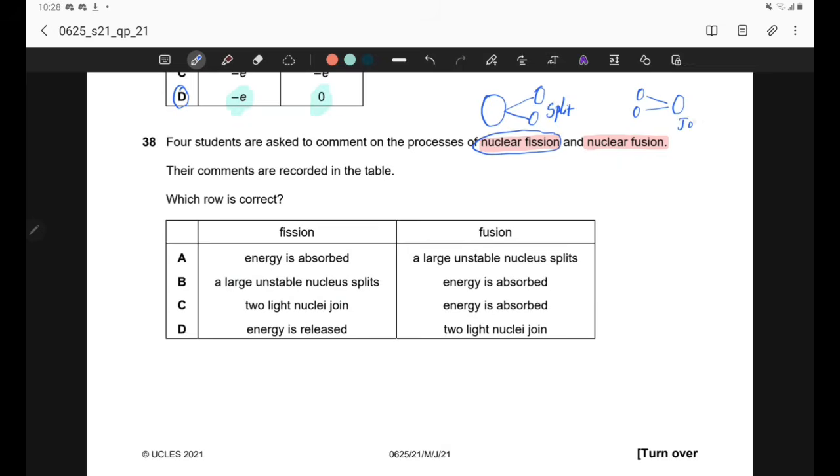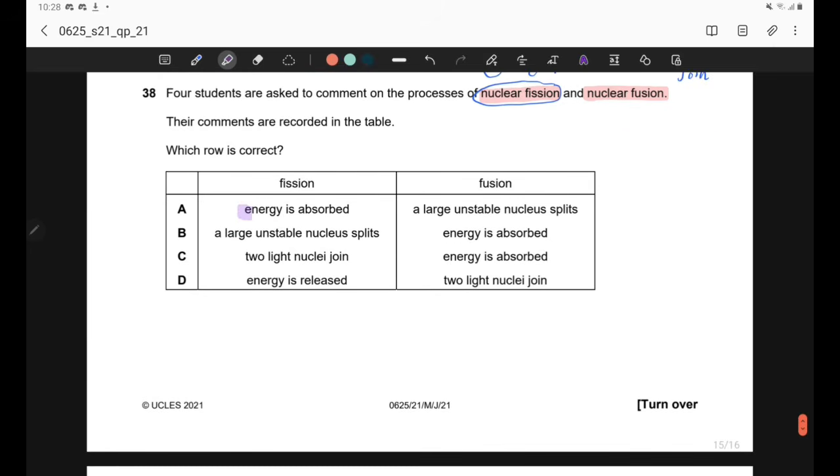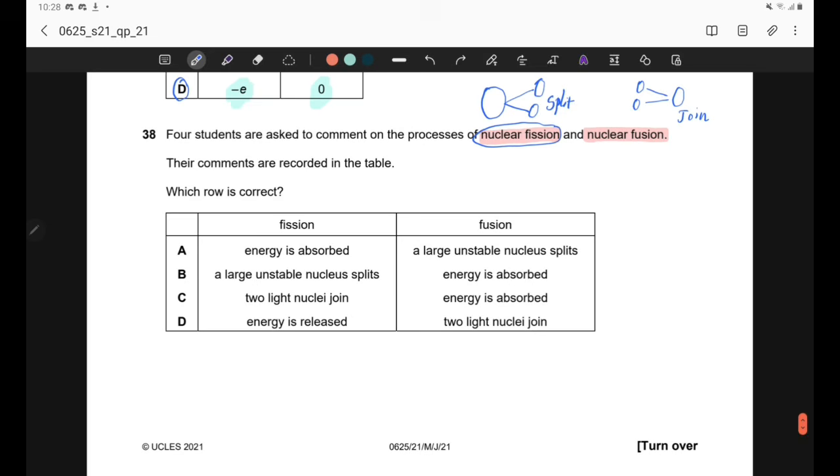So here it is the joining of two lighter nuclei. That is the process of fusion. Let's look at the options. Option A says energy is absorbed when a large unstable nucleus splits. But another important point we need to know is that in both processes, whether fission or fusion, a large amount of energy is released. Energy is always released, doesn't matter whether it is fission or fusion. But option A says the energy is absorbed.